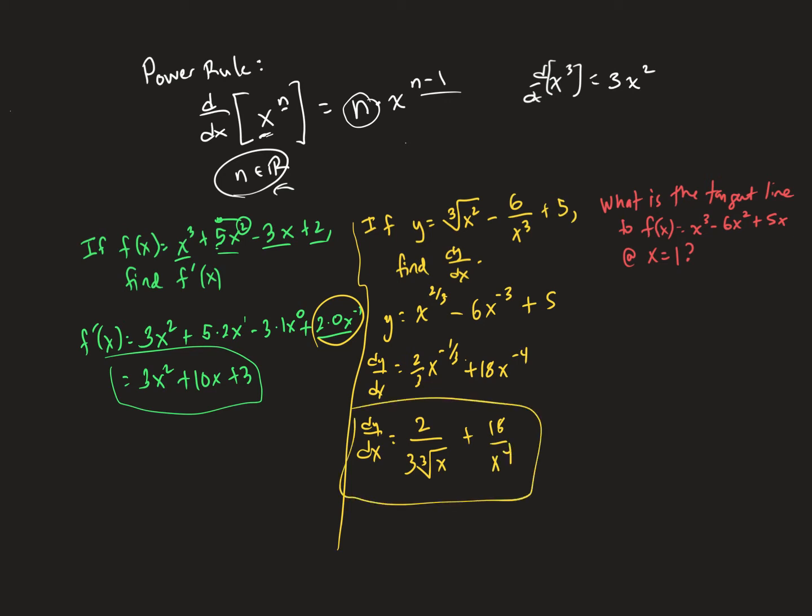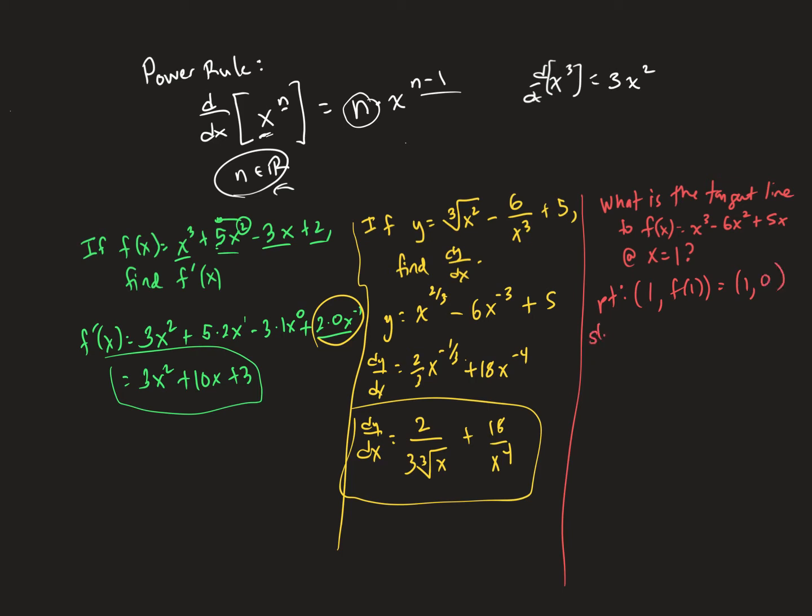Now, the red problem. This time I want to find a tangent line. Remember before, when we did a tangent line, we needed a point and a slope. We still need a point and a slope. To get a point, I'm going to plug 1 into the function. When I do that, I'll get 1 minus 6 plus 5. So I think that's 0.